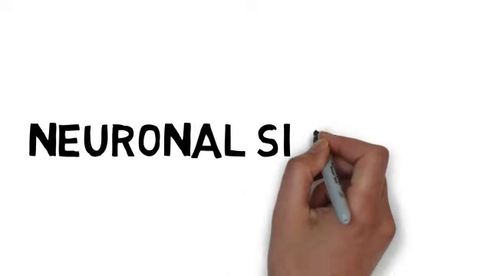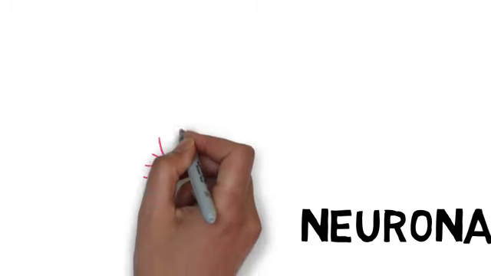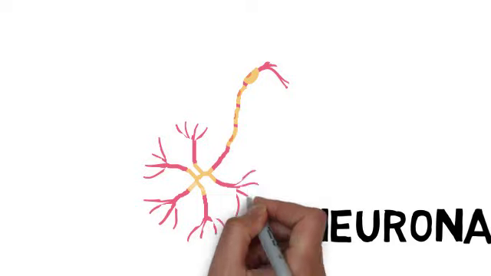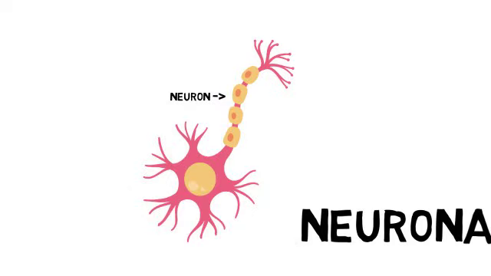Let's talk about how neurons, or nerve cells, use electrical and chemical signaling to communicate. First things first, neurons are the fundamental building blocks of our nervous system. They're specialized cells that transmit information throughout your body. Each neuron has three main parts.